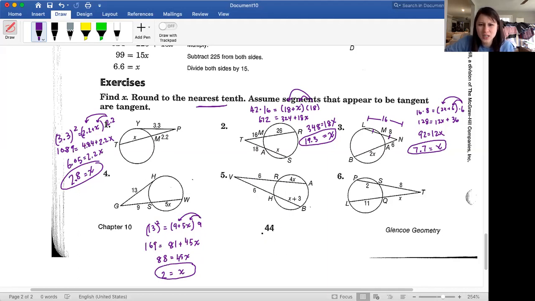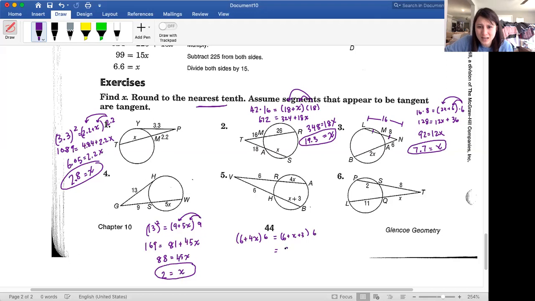Okay, going back to our secants, same idea. We've got to add this all together. So I really don't have a way other than just to write it out. (6 plus 4x) times 6 equals (6 plus x plus 3) times 6. Okay, so let me simplify what's in here first.